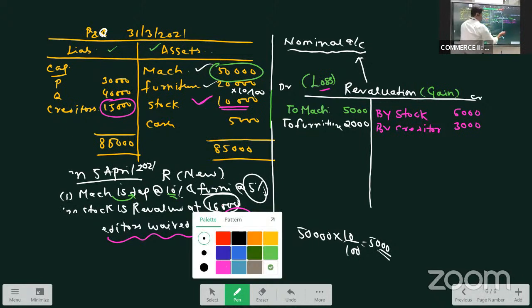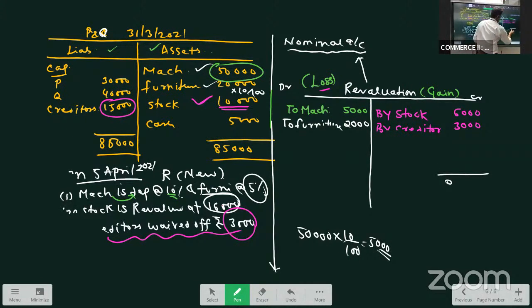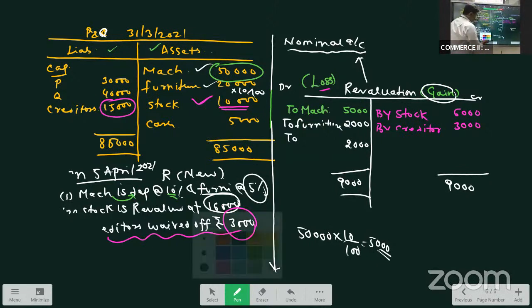Which side is heavy? Credit side is heavy. What is the credit side? 9,000. Credit side is what? Gains. Gains are more than the losses. How much difference? 2,000. Right? This 2,000, we can call it as profit on revaluation.